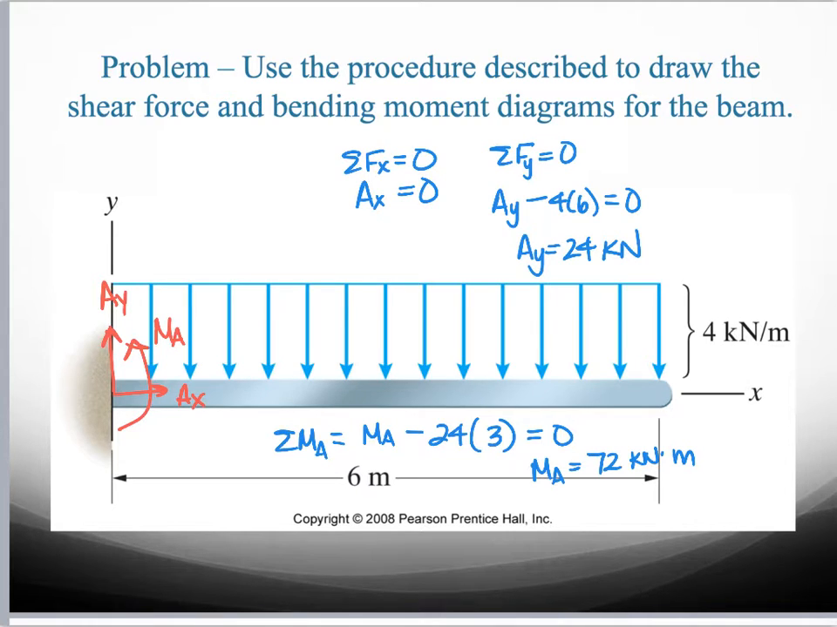So we don't have any point forces, but we do have this moment. And remember, this means there's going to be a discontinuity. It's going to be down a magnitude of 72 because the sense of the discontinuity for moments is opposite the sense of the actual moment.